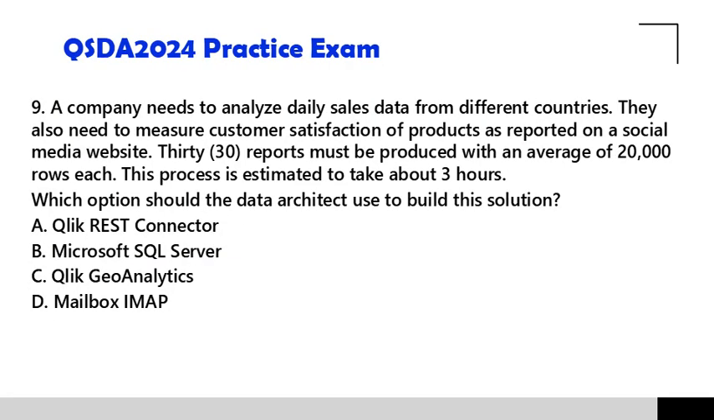9. A company needs to analyze daily sales data from different countries. They also need to measure customer satisfaction of products as reported on a social media website. 30 reports must be produced with an average of 20,000 rows each. This process is estimated to take about 3 hours. Which option should the data architect use to build this solution? A. Qlik REST Connector. B. Microsoft SQL Server. C. Qlik GeoAnalytics. D. Mailbox IMAP.